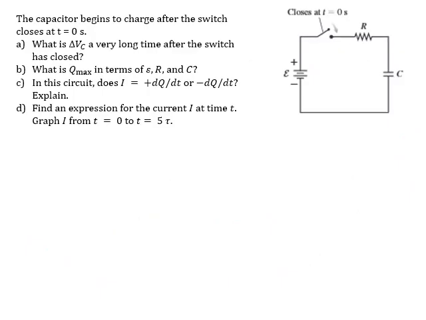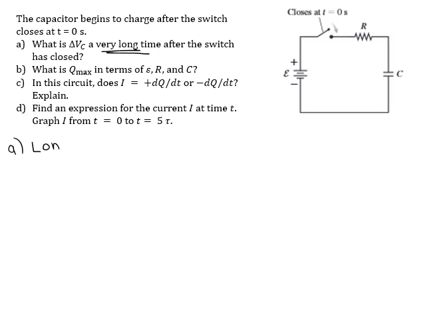This example now is a little bit of a recap of what we've just done. So we have a circuit connected to a battery with a resistor and a capacitor. We close the switch at time t equals 0 and the capacitor begins to charge. Part A, what's the potential across the capacitor a very long time after the switch has closed?